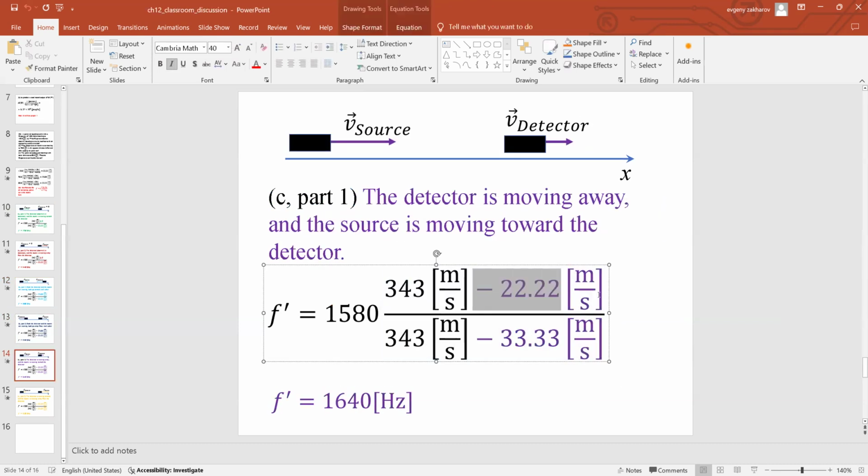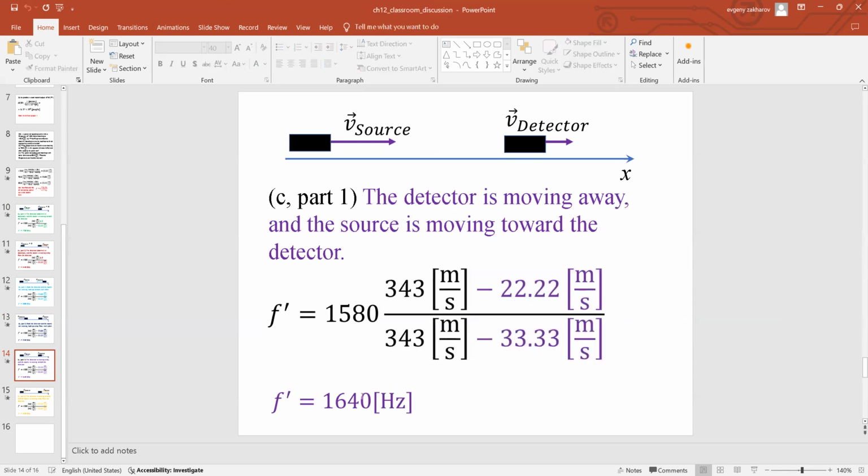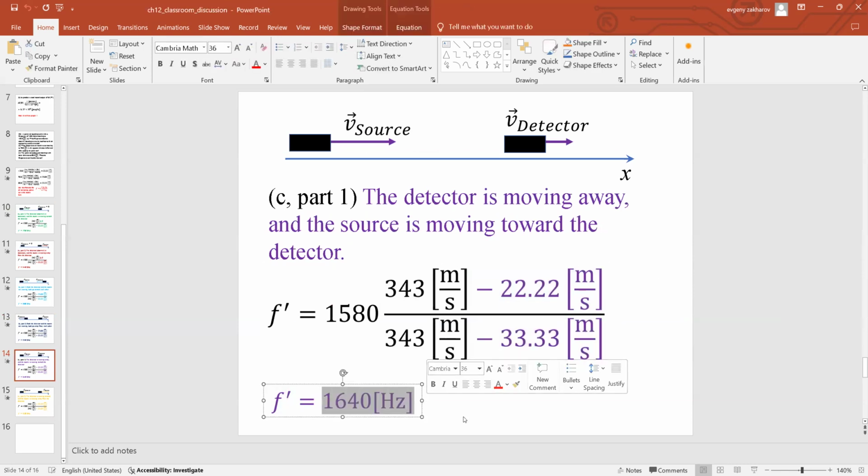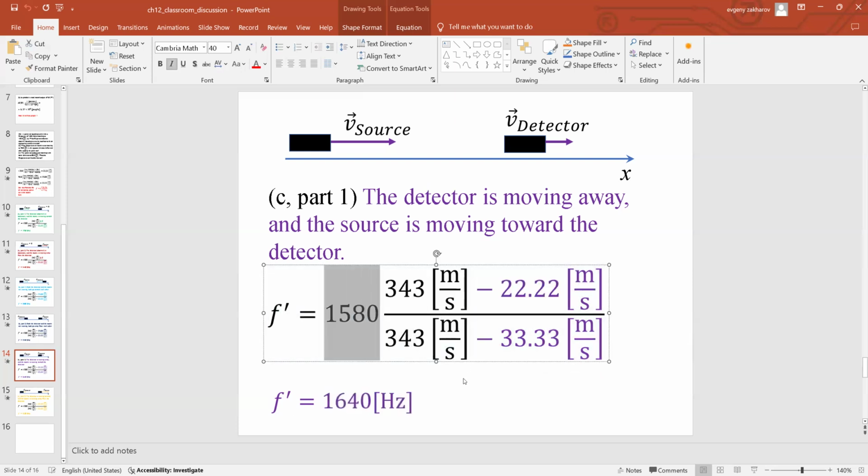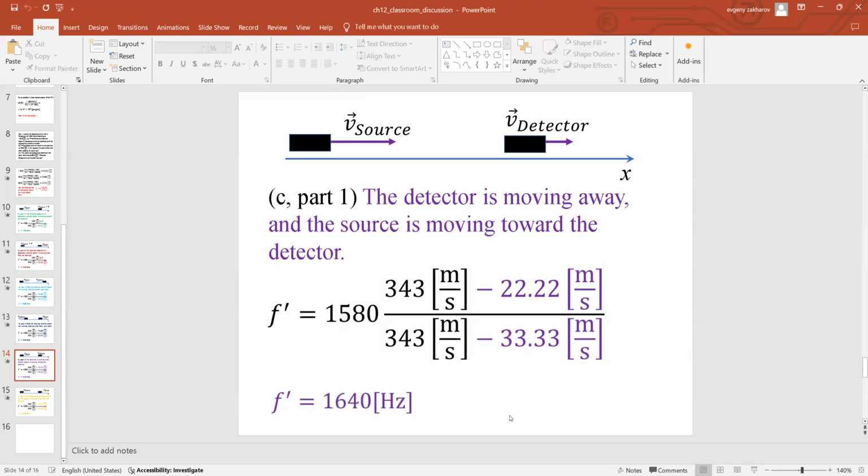And that's exactly what you see. Negative for the detector because it's going away, and negative for the source because it's going towards the detector. Do the math, you still have more. Well, something's coming towards you, you will hear higher pitch. Makes sense. Higher than the original. The original was 1580, now it's 1640 hertz.